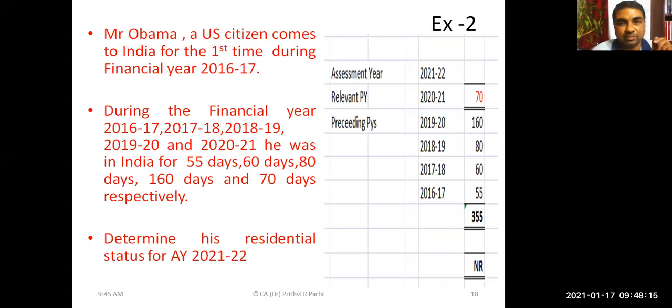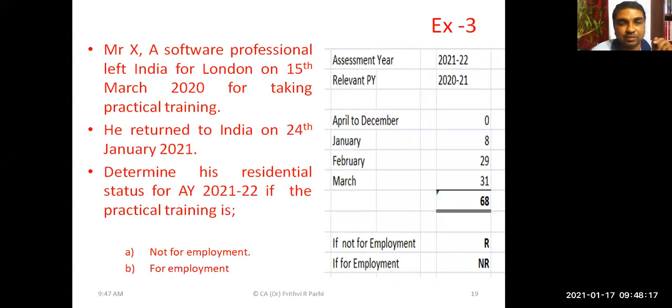Yes, sir. Now, this is one more exercise. Please do it. A software professional left India for London on 15th March 2020 for taking practical training. He returned to India on 24th January 2021. Determine his residential status for the assessment year 21-22 if the practical training is not for employment.